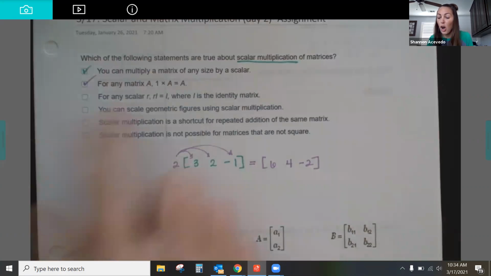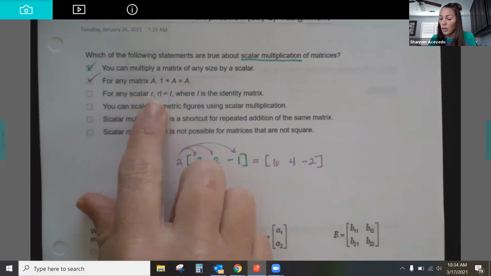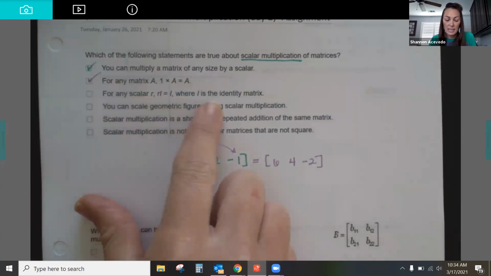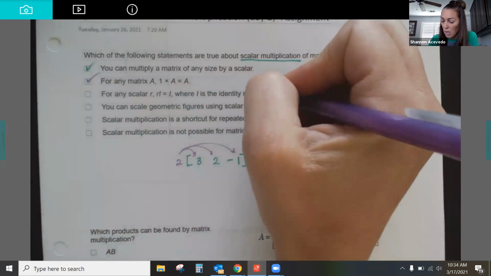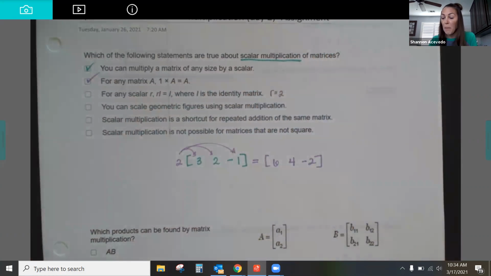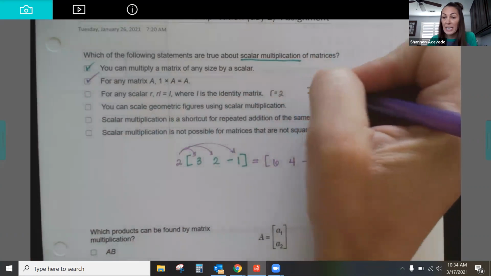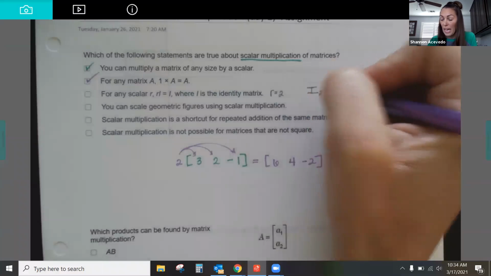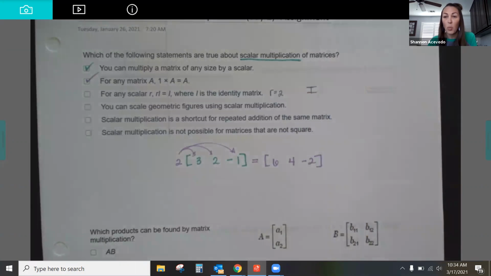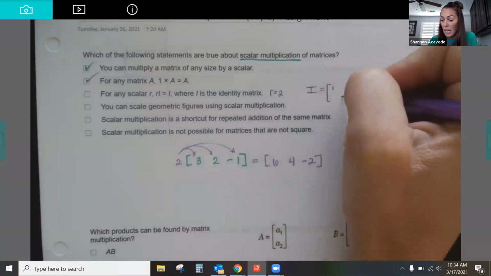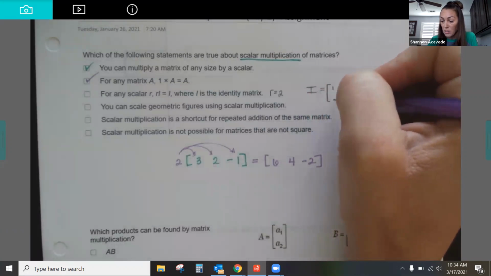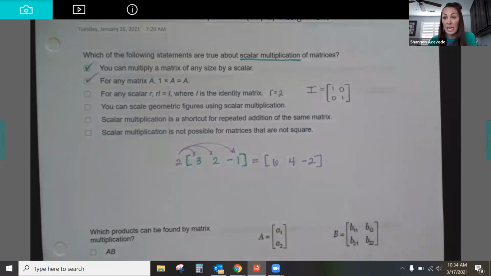For any scalar R, if I have R times I, it's equal to I, where I is the identity matrix. So it says for any scalar R, so any value of R. Let's say R is equal to 2, and I multiply it by my identity matrix. I'm going to pick one of my identity matrices. Remember, an identity matrix is square. So I'm going to do my I2, a 2 by 2. And remember, the diagonal has to be 1s, everything else is 0s. So this is what we call the identity matrix.